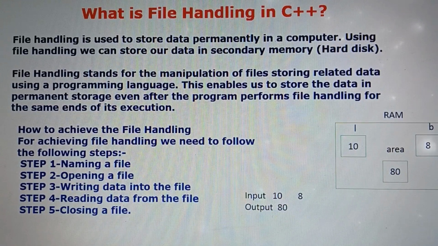RAM is volatile. When the power goes or program execution terminates, whatever data is there in the RAM will be erased. If you want to run the same program again, we have to enter the values for length and breadth again to produce the result. Once we terminate the program, the data will be erased.